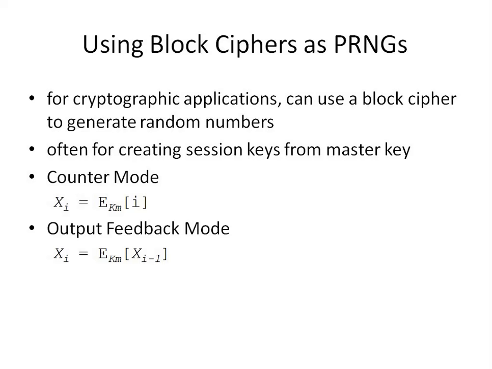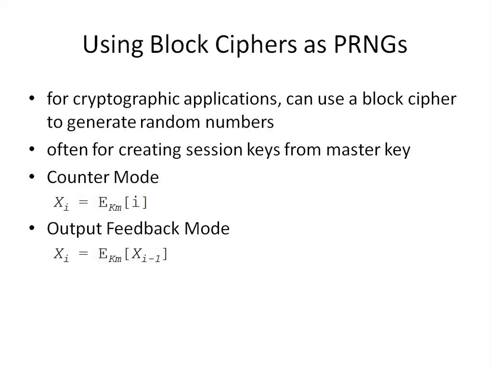The second method is using block ciphers as pseudo random number generators. For cryptographic applications, we can use block cipher modes of operation to generate random numbers. Often these are used for creating session keys from a master key. As we have seen, in the AES algorithm or the DES algorithm, we have one master key, and from that master key we can generate multiple session keys.